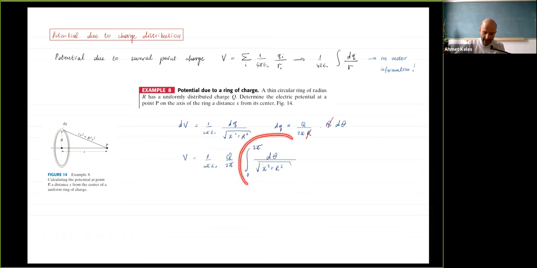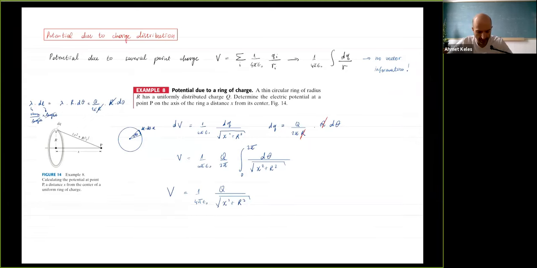What remains is d theta, an elementary integral. The integral of d theta is theta, and if the limits are 0 to 2 pi, the result will be 2 pi. So the result of this integral is 1 over 4 pi epsilon naught, q, divided by x squared plus r squared. Okay, that's it. Maybe we can do one more example to see if we understand. This integral stuff, you need to do a couple of times to get used to it.